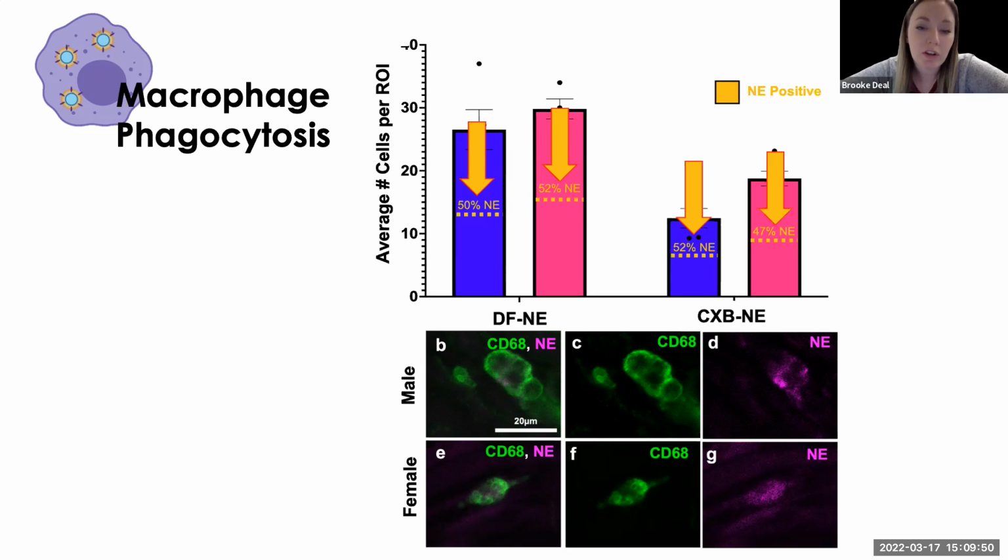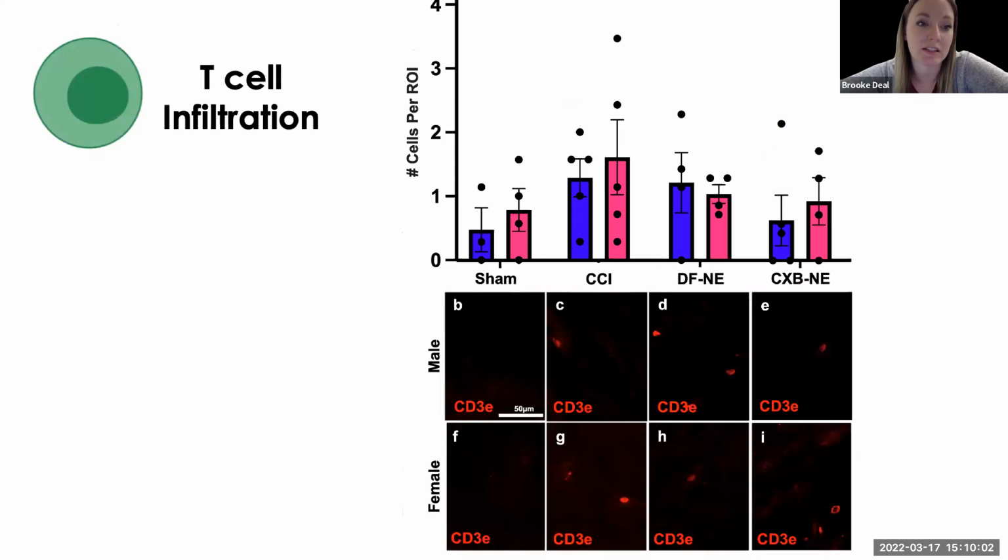Like I had mentioned earlier in my presentation, there's also another key player that the scientists in this field think might be involved, and that's the T cell. So I decided to look at T cells in the sciatic nerve, and you can see that in both males and females, and in all conditions, there's pretty much no change in the number of T cells in the sciatic nerve. And I found this interesting.